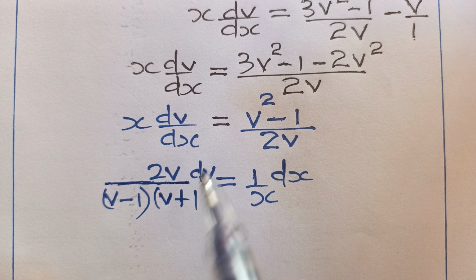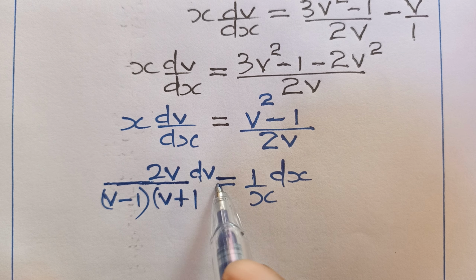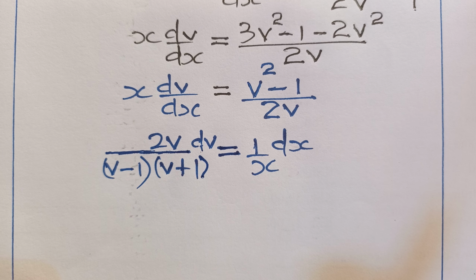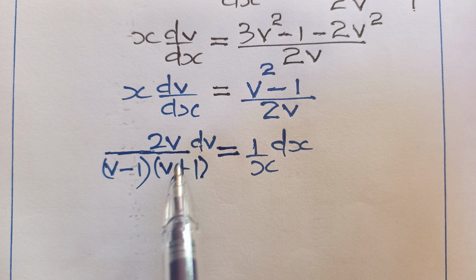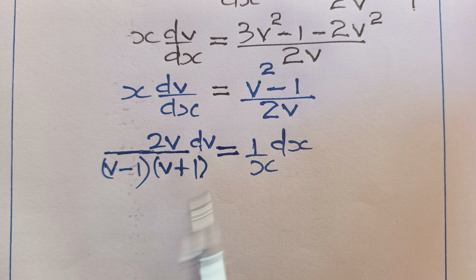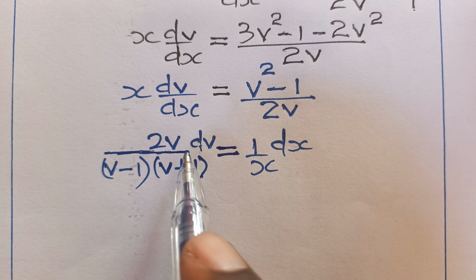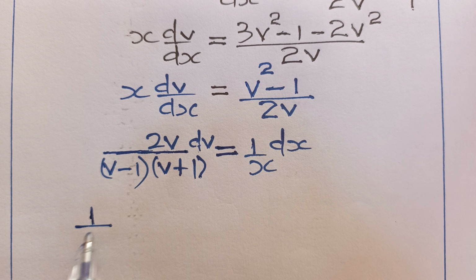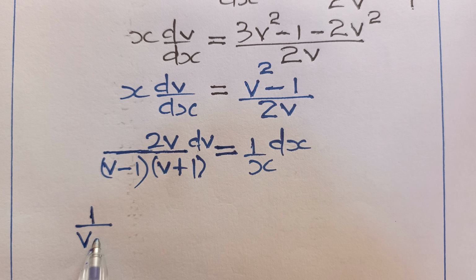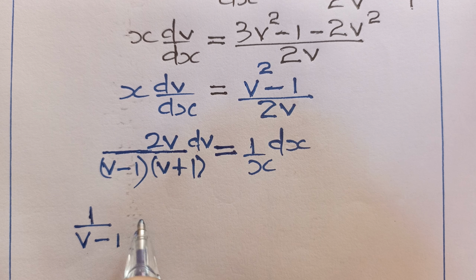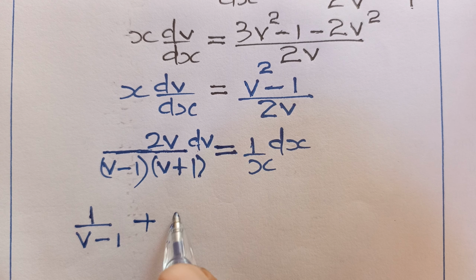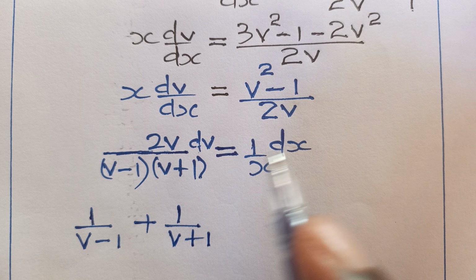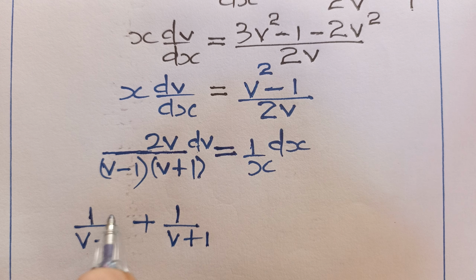We integrate, but before we integrate, guys, we need to find the partial fraction for this. And the partial fraction, guys, I can give you an assignment. Go and try and see the partial fraction for that. But the partial fraction for this is actually supposed to be 1 over v minus 1 plus 1 over v plus 1. And this one now is separated. Of course, now we have to put dv here.